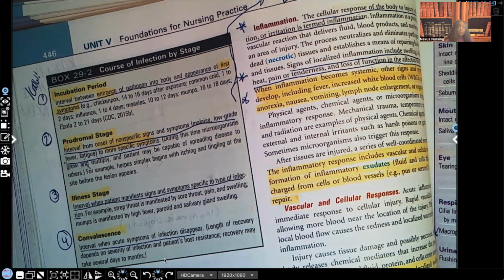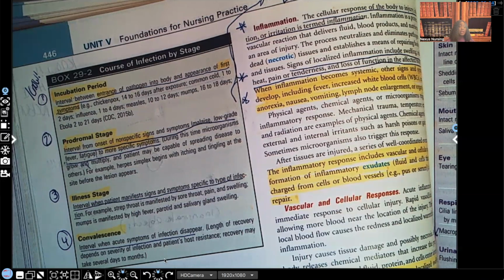All right. 3, illness stage. This is the interval when the patient manifests signs and symptoms specific to the type of infection. For example, strep throat is manifested by sore throat, pain, swelling. Mumps is manifested by high fever, parotid, and salivary gland swelling. By the way, for mumps, this is a famous test question. Make sure you know these symptoms for the mumps. The high fever, especially the parotid and salivary gland swelling.